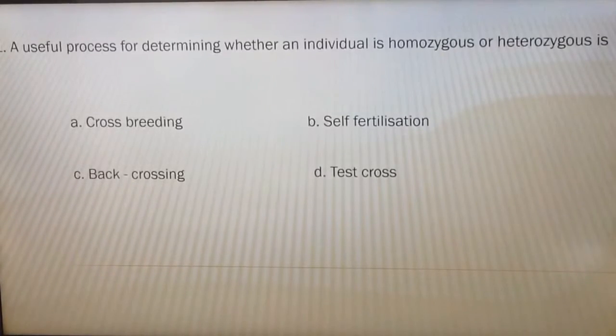In our previous sectors, we have studied test cross. It's a cross between F1 and a homozygous recessive parent, and the purpose a test cross is done is to identify the homozygous or heterozygous condition of an unknown individual. So the answer here is test cross.